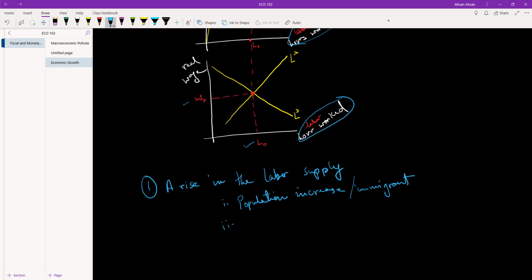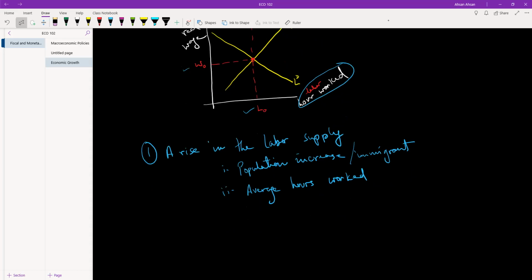The second way in which labor supply can increase is through average hours worked. So on average, if everyone who has a job was working for 8 hours and then the average goes up to 9 hours, that would mean that the labor supplied to the market has gone up, even though the number of workers has not increased, but the quantity of labor that is available in the market has gone up. So this is the second way in which it can happen. I might say even this is quite rare, doesn't happen that often.